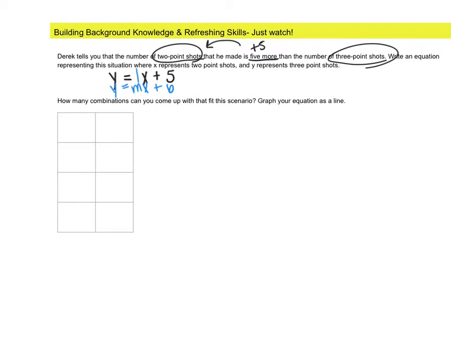Now the second part here asks me to come up with combinations that actually fit the scenario. So the scenario is he always makes 5 more 2-point shots than 3-point shots. So I'm going to say here are my 2-point shots, here are my 3-point shots, x and y.